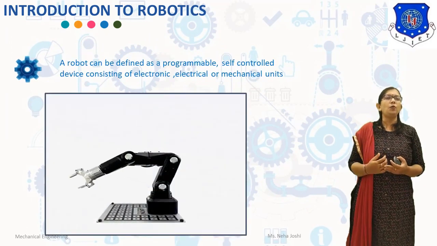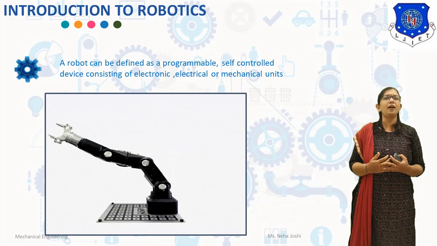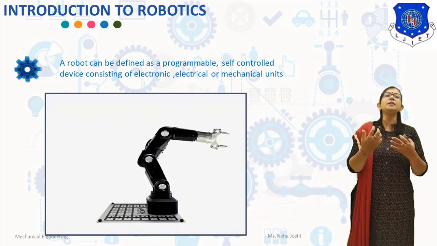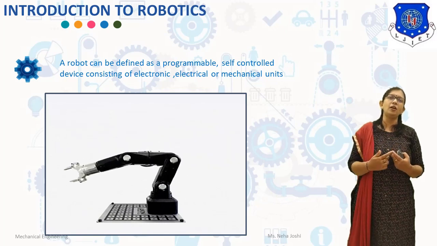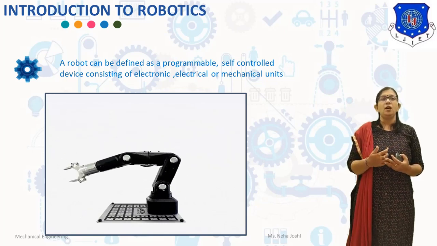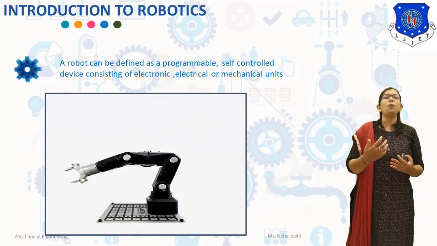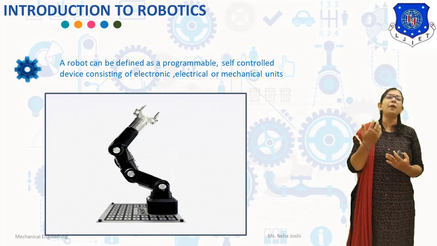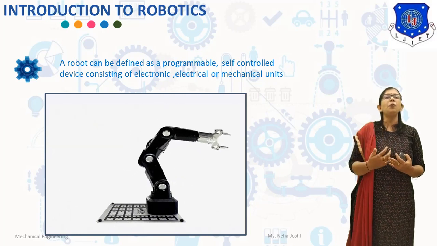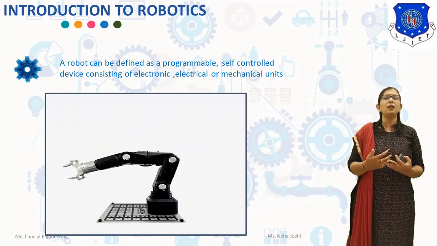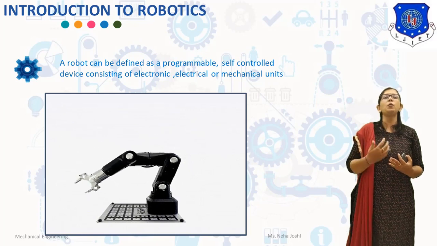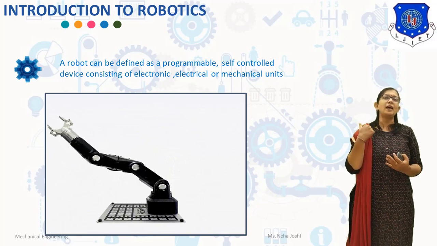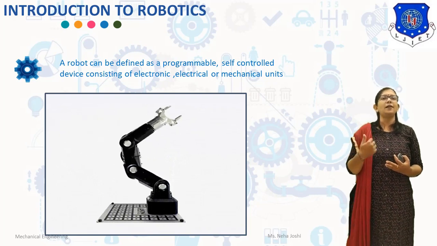Now as you all know, a robot can be defined as a reprogrammable self-controlled device consisting of electronic, electrical or mechanical units. In other words, a robot is a mechanical apparatus designed to do the work of a man. Its components are usually electromechanical and are guided by a computer program or electronic circuitry. As you can see in the diagram how robots work.